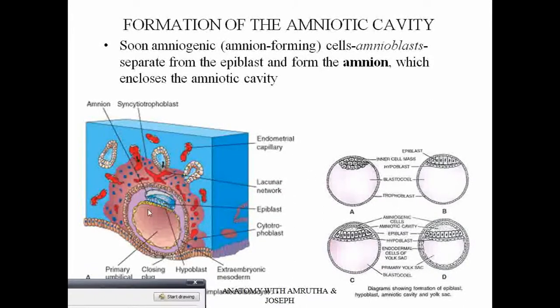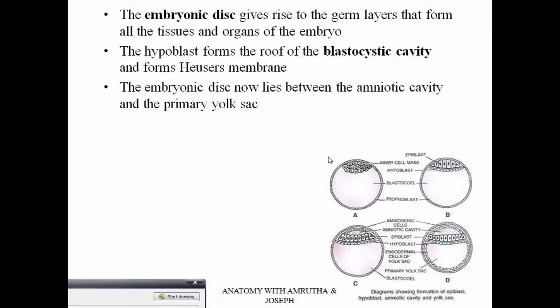Now similarly, another cavity is appearing here. Let's see how it is forming. Now the embryonic disc gives rise to the germ layers. The germ layers are of three types: ectoderm, endoderm, and mesoderm. We will see how this two-layered disc is going to give rise to the three germ layers.